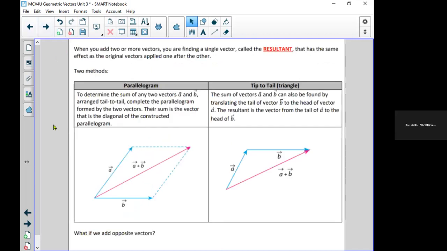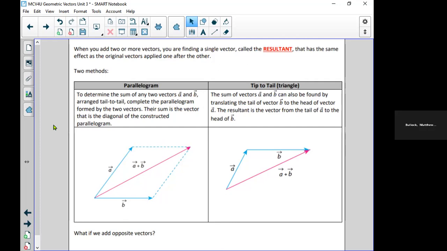Okay. So when you add two or more vectors together, what you are doing is finding a singular vector. You always end up with a singular vector, and we call that the resultant. So it's a very specific name, okay? That vector has the same effect as the original vectors applied one after the other. So if you have a bunch of different vectors, you do some operations with them, what you end up with is called the resultant. It's sort of the overall behavior once you've done all the operations with those other vectors, okay? So there's two ways to determine the sum of vectors.